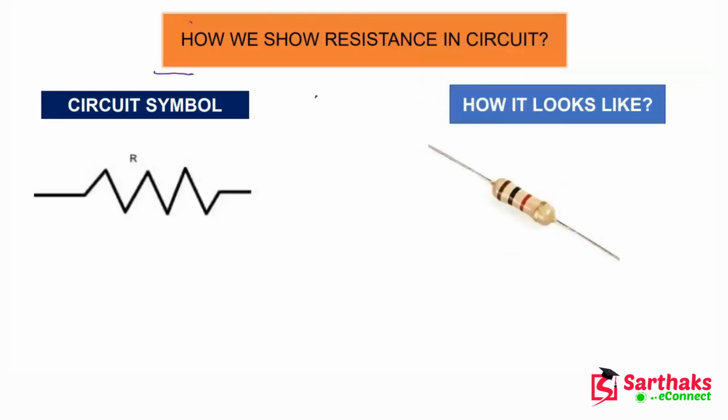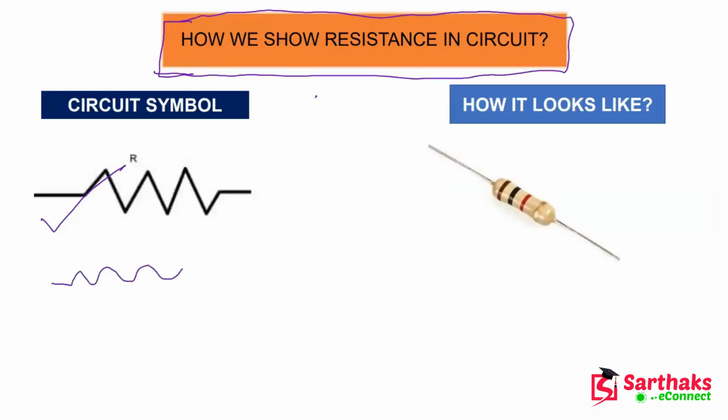How do we show resistance in a circuit? As we already know, this is the circuit symbol of resistance. This is like a speed breaker. What does a speed breaker do? A speed breaker basically decreases speed. Nowadays, a speed breaker is more dangerous. In India it is like this.